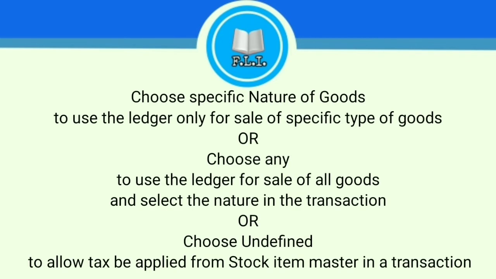In the Nature of Goods field, you can select a specific nature of goods for this TCS sales ledger, or you can choose Any in this field to select the nature of goods during the transaction. If you are not sure of the nature of goods, select Undefined, then it will infer the nature of goods from the stock item to apply TCS.